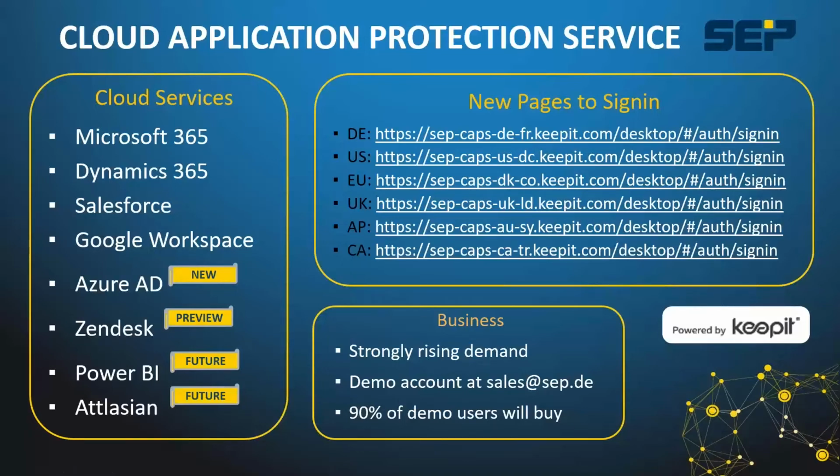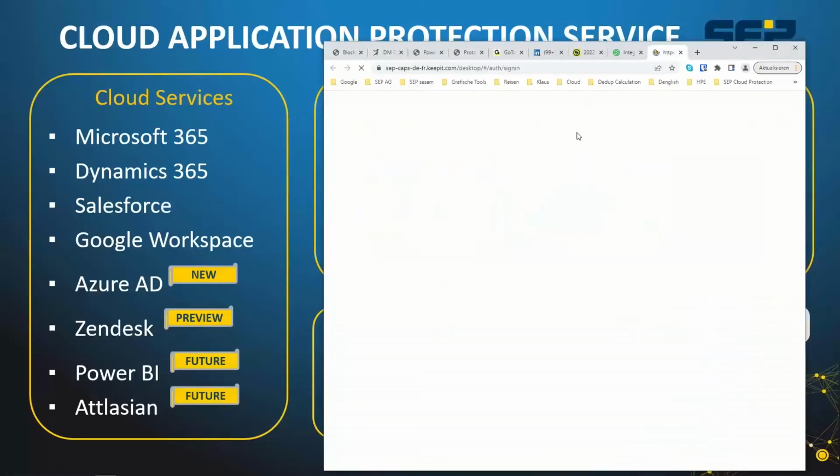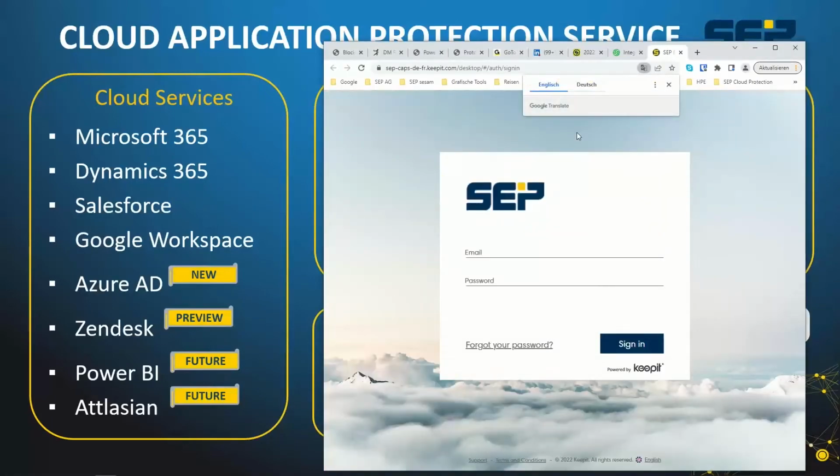We have also now a huge set of data centers, and well, for German customers, we have a data center in Frankfurt, but there are other data centers available, and there's also a new layout of the sign-in page. We can just click on this login page for the Frankfurt data center, and you can see we have the SEP layout. It's powered by Keepit, and that's now the login page for this data center.